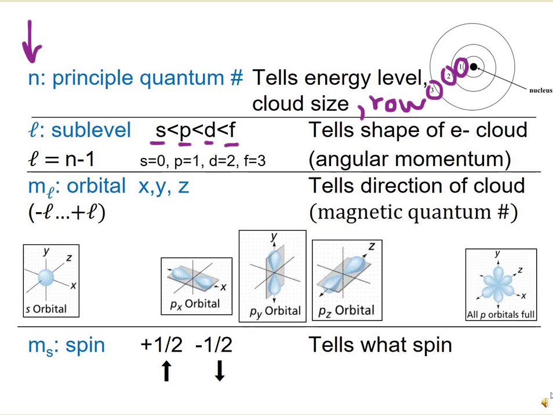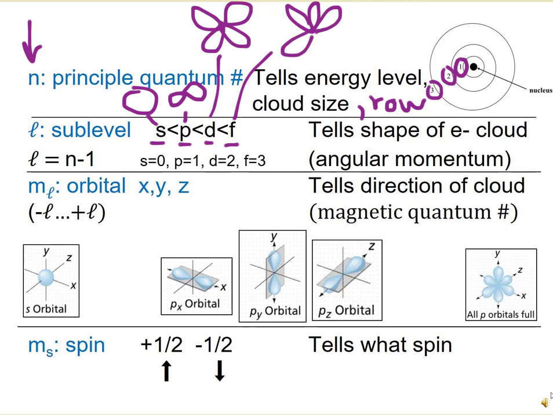Again, this tells the shape of an electron cloud. Your s cloud is more spherical, your p cloud is dumbbell shaped, your d cloud can get really complicated, but most of them are a clover leaf, and your f cloud gets even more complicated, looking kind of like a flower. So again, it tells the shape of that electron probability cloud. It's also called the angular momentum.